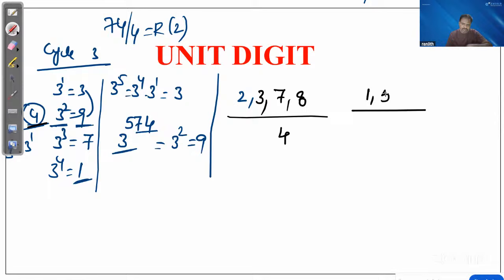5 power any number is also 5. Next will be equal to 6 power 1 is 6. 6 square is 36. 6 cube will be equal to 216. Here also 6. Whatever the power we are having, we need to write the same values. That will be equal to the base value. 1 power anything is 1. 5 power anything is 5. 6 power anything is 6.